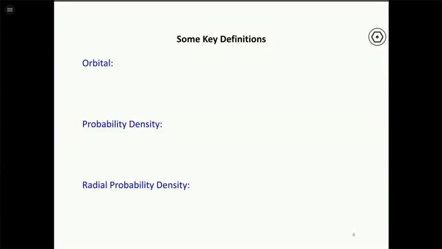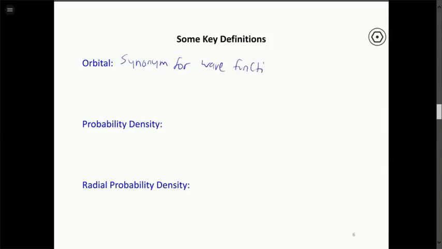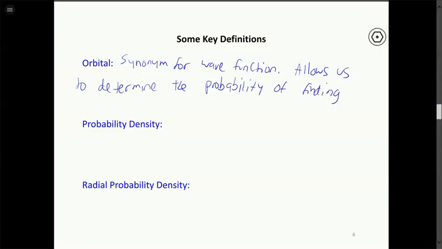So the word that we're going to use more often than wave function is orbital, but in a lot of senses, this is a synonym for a wave function. And so this orbital or wave function, the physical significance of it is it allows us to determine the probability of finding an electron in a certain region. Okay, so the Heisenberg uncertainty principle says we can't know exactly where the electron is, but we can certainly define a probability of finding it in a certain place. And that's what the wave function or the orbital tells us.